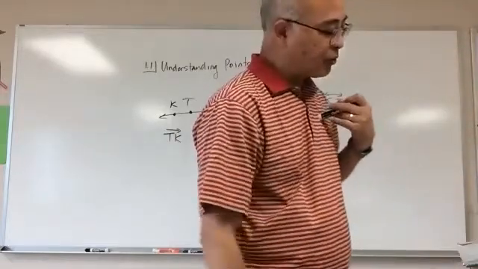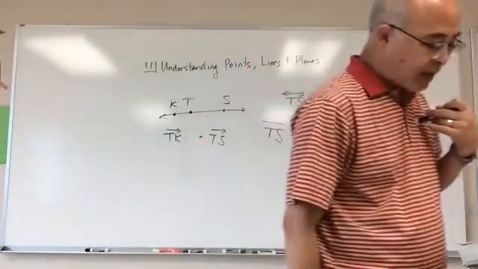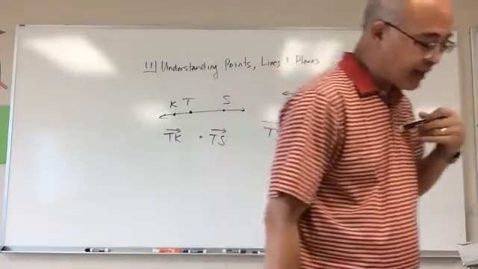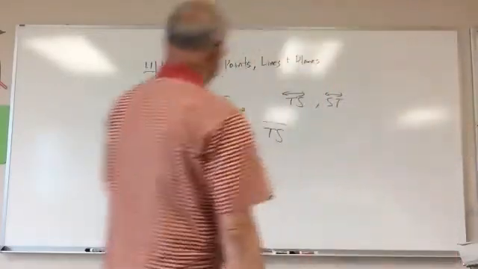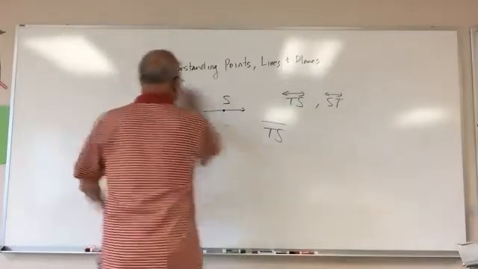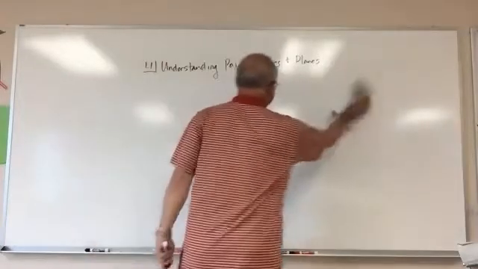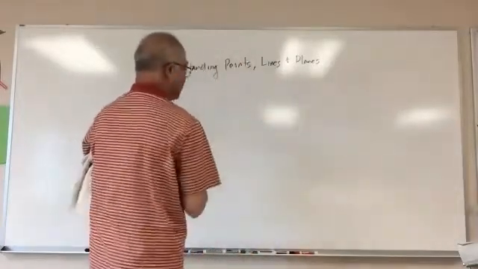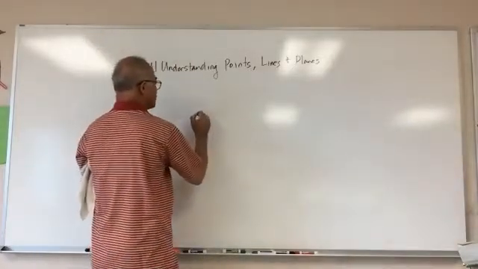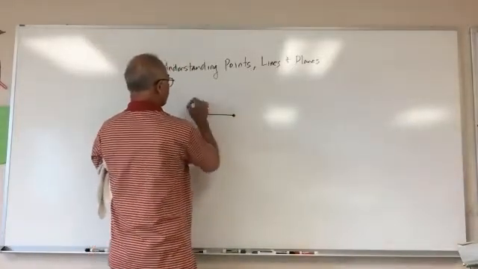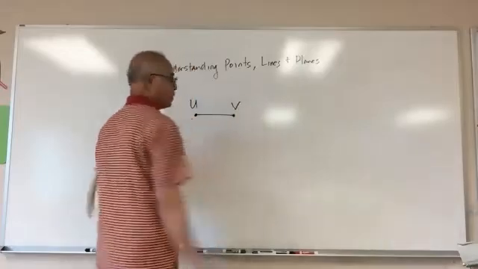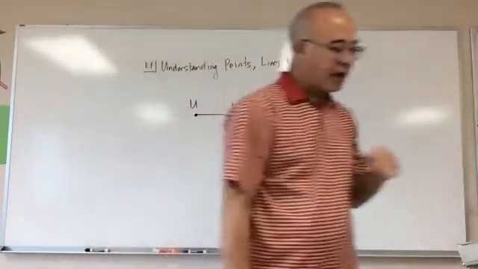Example 2. Draw and label each of the following. A segment with endpoints U and V. A line segment, which means it's just a part of a line, right? Part of a line, and it's U, V.